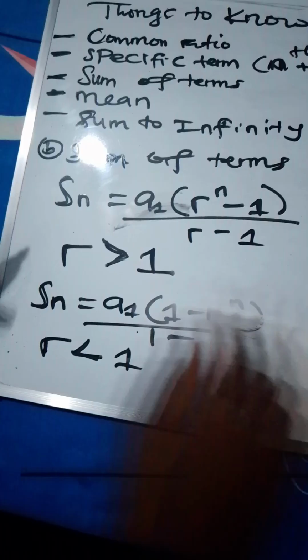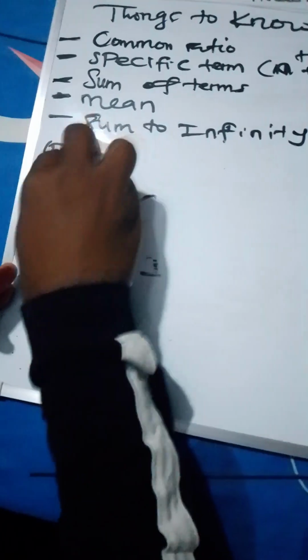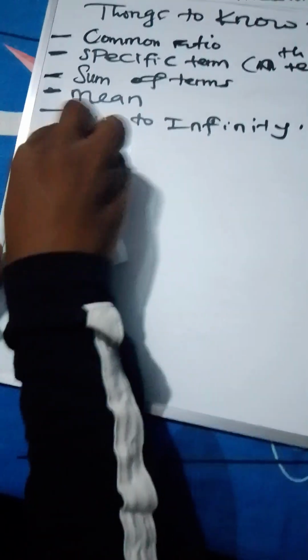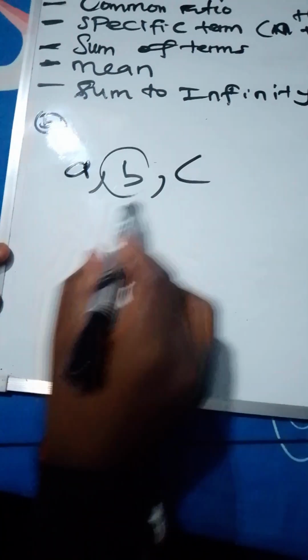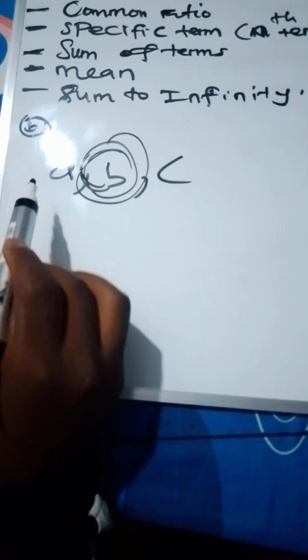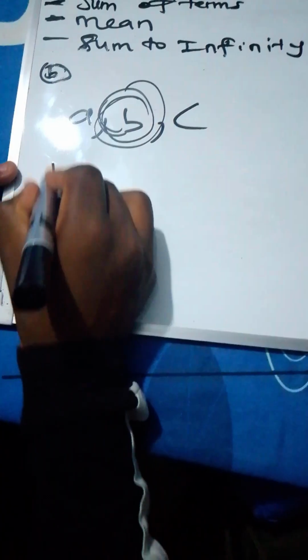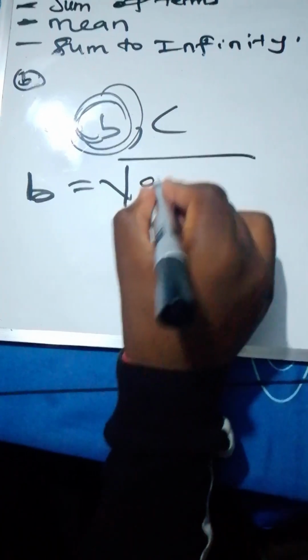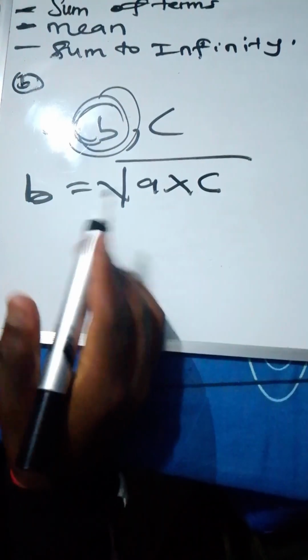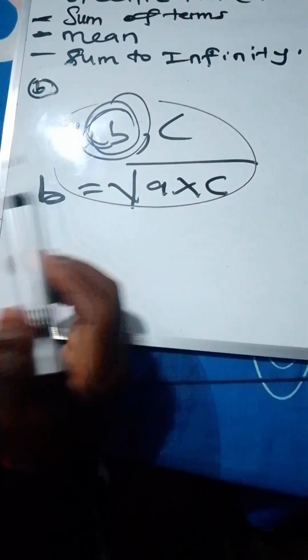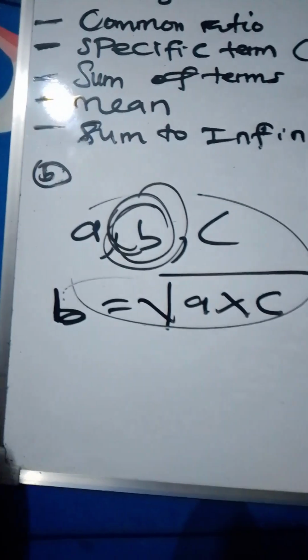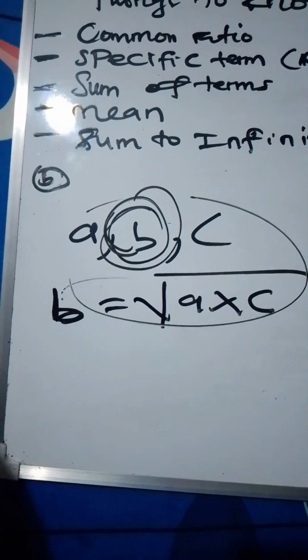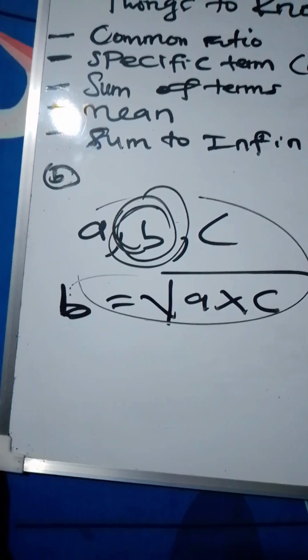Let us talk about the mean. At times they'll ask you to find the mean. Let us say we have terms A, B, C. The mean is the one that is in the middle. So B is going to be equal to the square root of A times C. This is how you find the mean. Easy stuff, as you can see. This is the formula that you use to calculate the mean for a GP.